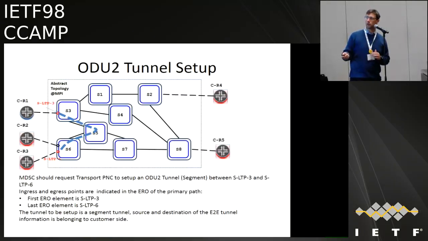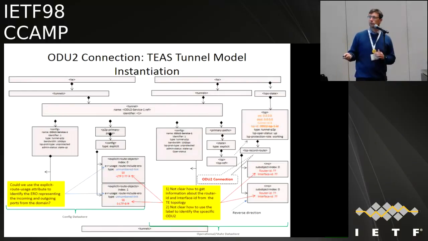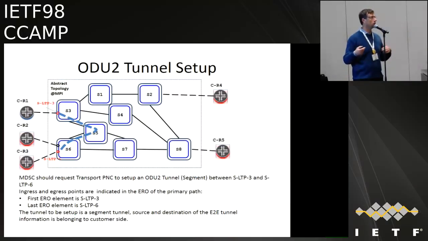For example, we noticed that when you look at the tunnel model, the hop is either the node or the label. We made the clarification that we have to put two hops, one for the node and one for the label. We didn't know that, so we got that feedback from the TE topology experts. And we are continuing that analysis in detail.